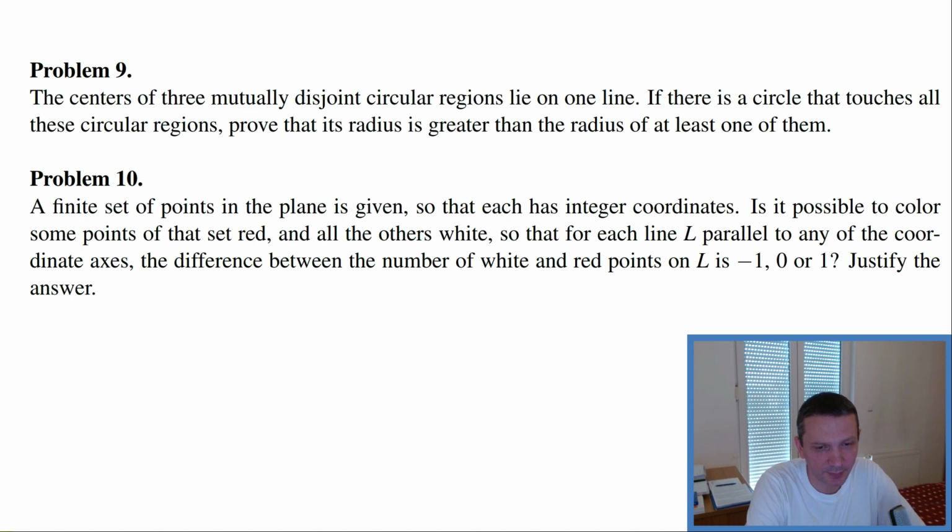And this problem 9 is probably the easiest one of all problems here. We have three mutually disjoint circular regions. Their centers lie on one line. And we have another circle which touches all these circular regions, and we need to prove that its radius is greater than the radius of at least one of the first three. And we shall now see that this is really easy.